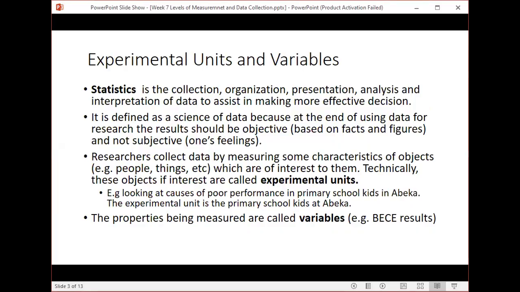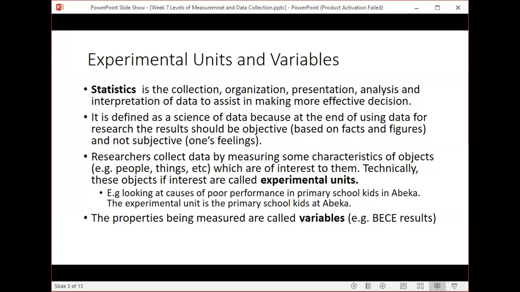One we call experimental units, and another we are calling the variables, right? But before we get to those two distinctions, we want to talk about statistics. Generally, what is statistics? Statistics is about your ability to collect data, you organize the data, you present the data, you analyze, and then you interpret. And you are using it to assist in a more effective decision.